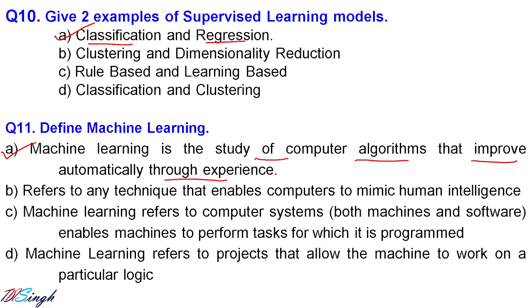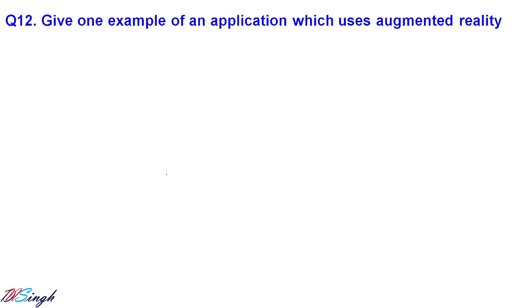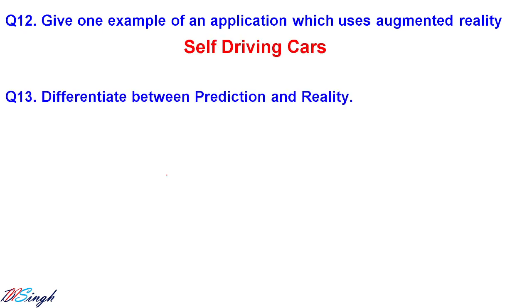Machine learning refers to the project that allows the machine to work on a particular logic. That is also not true. The first one is correct. This is the definition of machine learning. Machine learning is the study of computer algorithms that improve automatically through experience. Let us go to the next question. Give one example of an application which uses augmented reality. So the correct answer for this one is what? Self-driving cars use augmented reality.